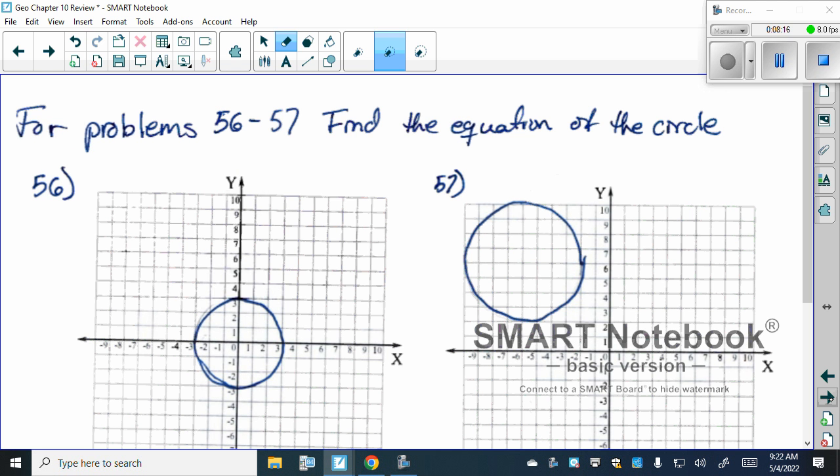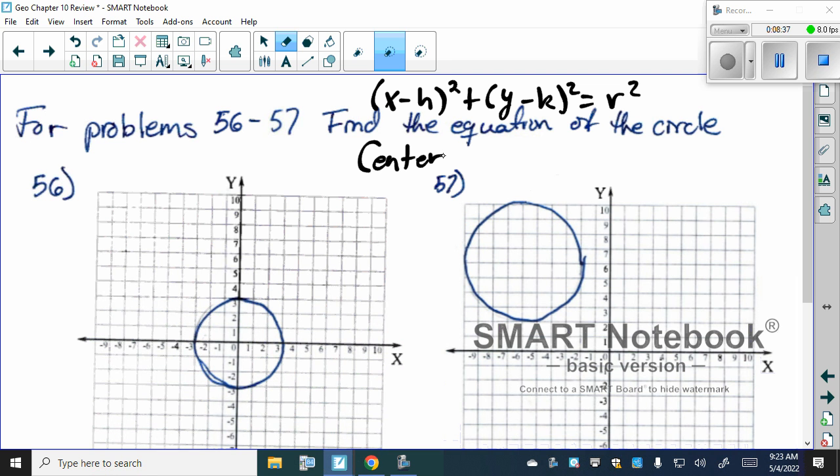I believe this is approaching the home stretch. We only have these last few and then the ones with radius. Find the equation of a circle. Well, it might be helpful to have the general form: x minus h squared plus y minus k squared is equal to r squared. And the center of the circle is (h, k), and our radius is defined as r.